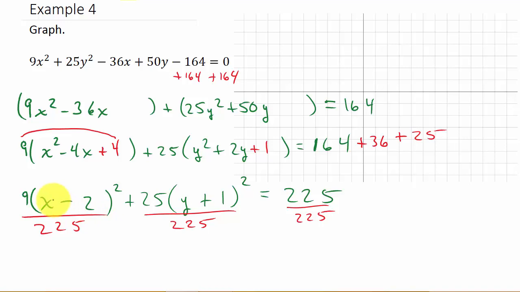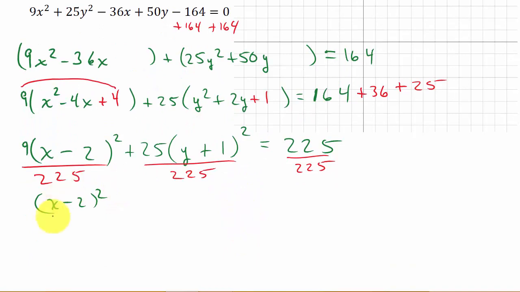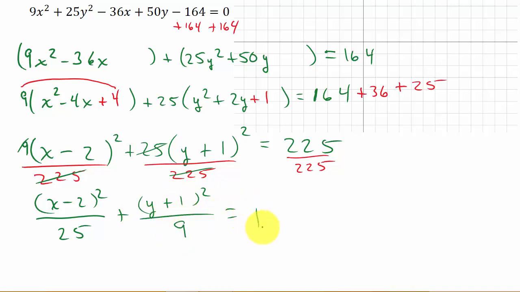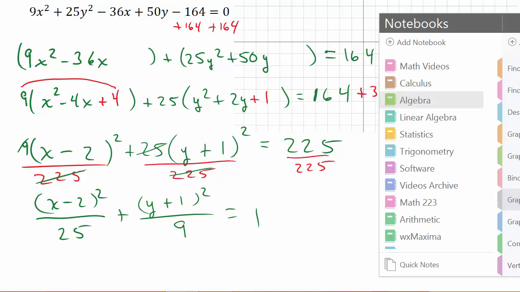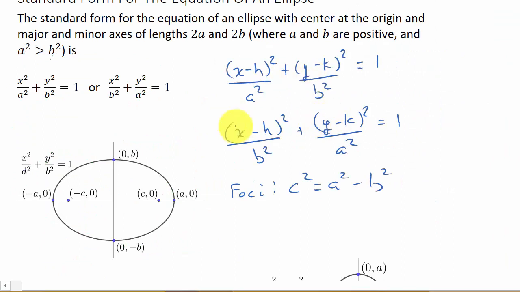Okay. All right. So this is going to give me (x minus 2) squared over, well, those cancel, and I would be left with what? That's right, 25. Plus, and then here the 25 and the 225 cancel, so I'm left with (y plus 1) squared over 9. And that equals 1. So here is our ellipse equation, and you can see it's in this form.